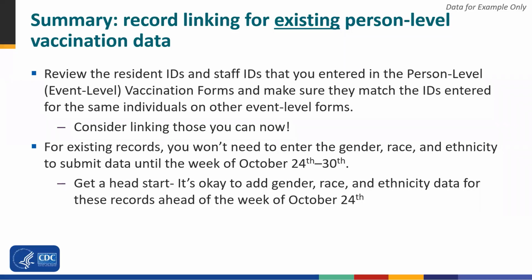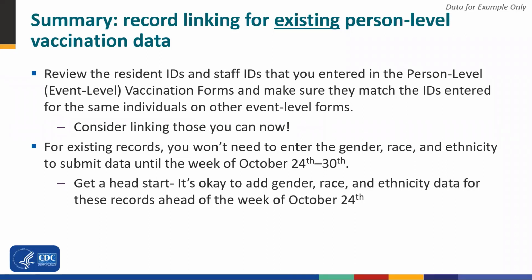So for those that are unlinked, we suggest clicking the link button and seeing if that individual has a record already on the NHSN resident list or the NHSN staff list. And if they do, then you should just select their name from that list and it will populate the demographic information and make sure that those two records are linked. And again, for existing records, you don't need to enter the gender, race, and ethnicity. If there's no match, you don't have to enter those data until the week of October 24th to 30th.